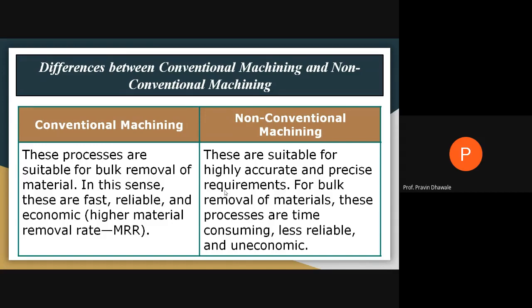So this is the main comparative point between conventional machining and non-conventional machining. It is related with the material removal rate. The material removal rate is higher in conventional machining and lower in non-conventional machining. But when we go for more material removal, that process becomes less reliable, uneconomic, and time consuming. Read this slide.